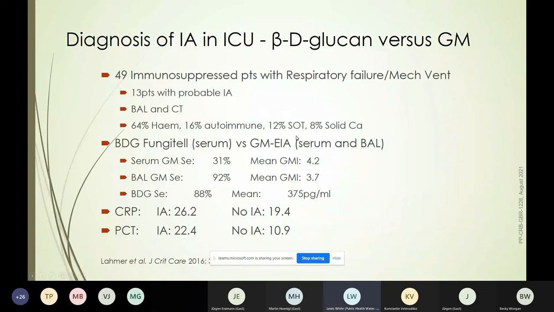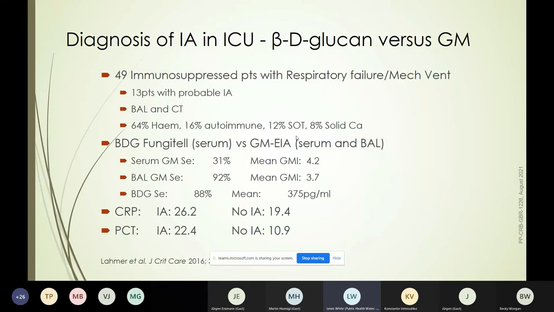The other thing to look at is the diagnosis of invasive aspergillosis in the ICU, if you compare BTD-glucan versus galactomannan. This is a relatively small study, but what it shows is that if you look at serum galactomannan outside of the neutropenic hematology patient, you'll find that sensitivity is generally quite low. Now, I know for invasive aspergillosis post-influenza, they have seen higher rates of around 50 to 60% sensitivity. In my experience, serum galactomannan outside of the neutropenic patient is generally very, very poor, and sensitivity is somewhere around that 20 to 40% mark.